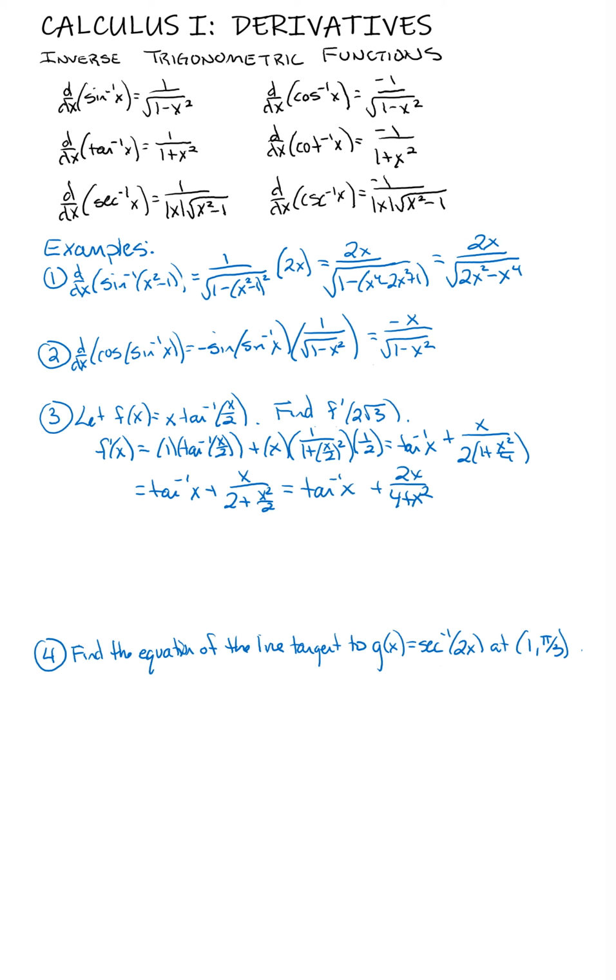So there's f prime. Now all we have to do is evaluate this at 2 square root of 3. So let's see, that gives us the inverse tangent of 2 square roots of 3.